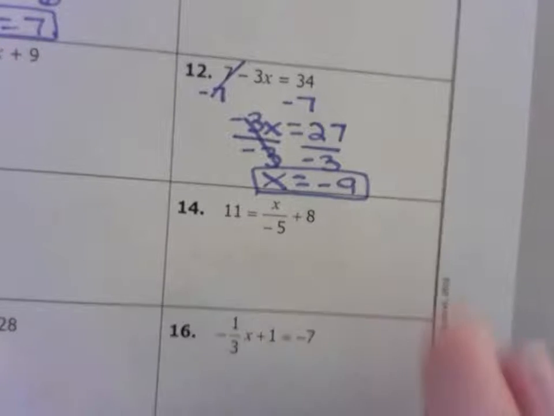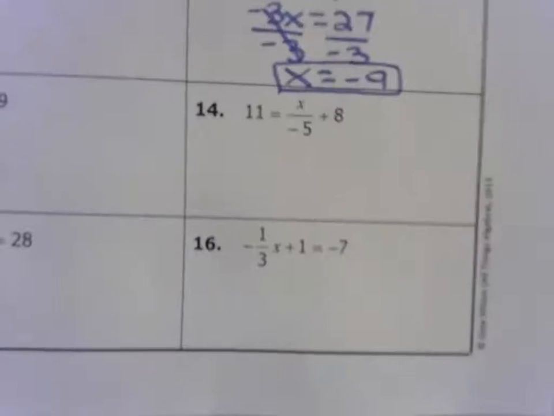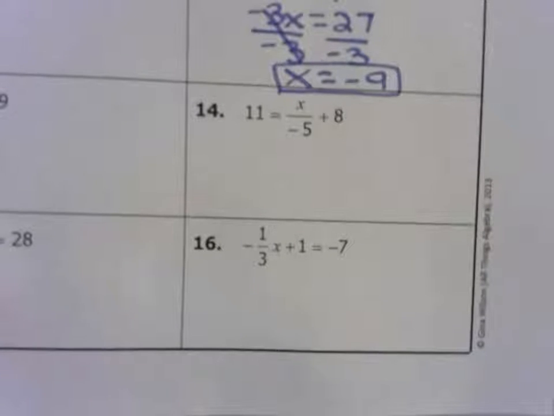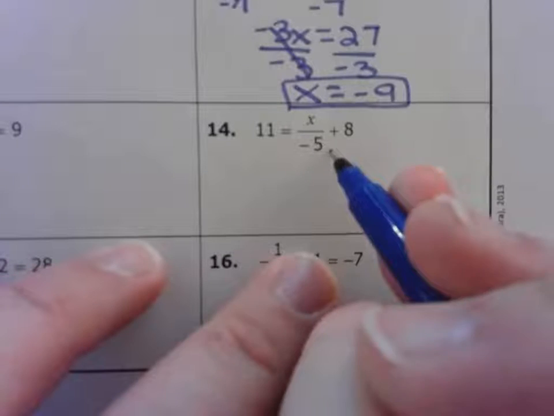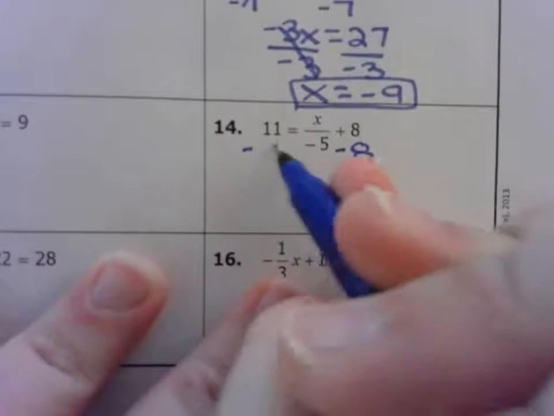Let's look at 14. Okay. If I look at 14, guys, stay with me, please. We're going to do a couple more. If I look at 14, what two numbers do I need to get rid of first? Negative 5 and the 8. Which one is furthest away from x? The 8. This is a positive 8, so how do I move it over? Subtract 8.